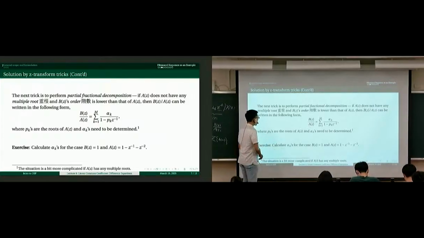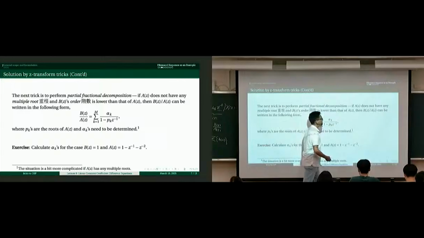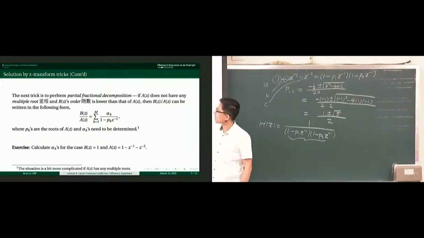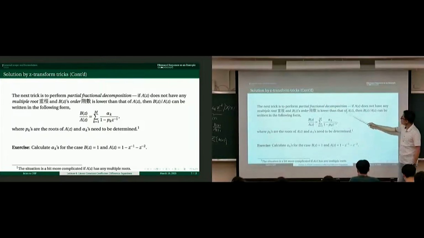And H of z, we have shown that it is 1 minus p1 z inverse times another term. There is a factorization in terms of the product of two terms. Now, this is the product expression, 乘以嘛, just product. This is a product way of expressing H of z, but it has another way, another expression.